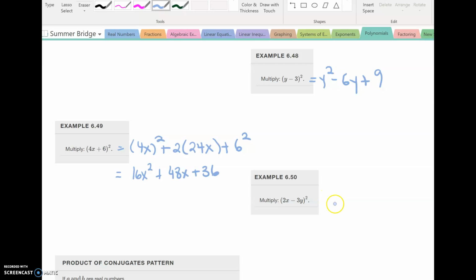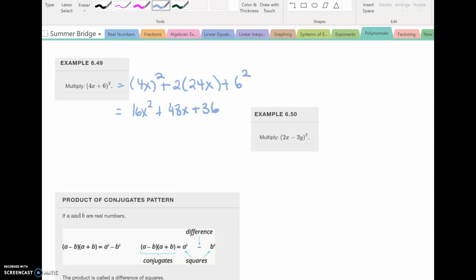Okay, so for my last example here, I'm going to square 2x. Then I'm going to do 2x times negative 3y. Keep in mind that's going to end up being negative. And I'm going to multiply it by 2. So I have 2 times 3, 6xy.